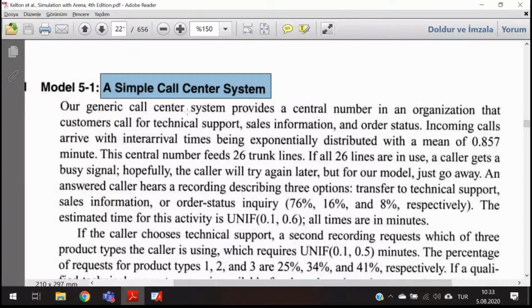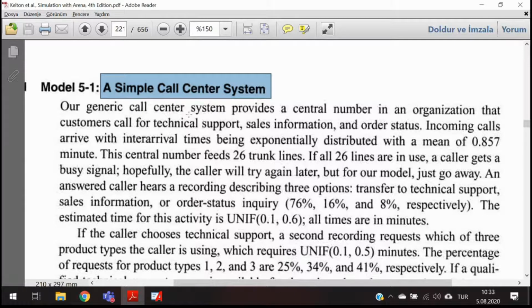So this is a call center system. You know the call centers, the customers are calling to get a service from a customer representative. So we have representatives on the other side of the lines, and they are going to help us in order to perform a task. So we have a call center system that provides a central number in an organization that customers call for technical support, sales information, and order status.